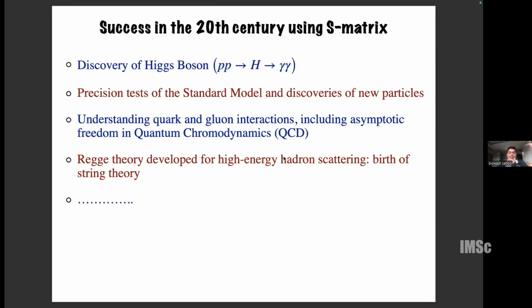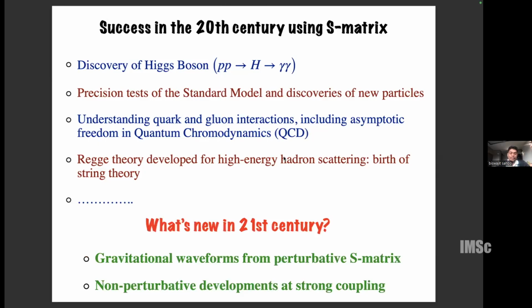And there has been a lot of success using the S matrix in the last century, for example, starting from the discovery of the Higgs boson in proton-proton collisions, to various precision tests and discovery of new particles at the LHC, the understanding of quark-gluon interactions and asymptotic freedom in QCD, and even the birth of string theory, which happened while trying to develop Regge theory to understand high energy hadron scattering. So there has been an enormous number of successes.